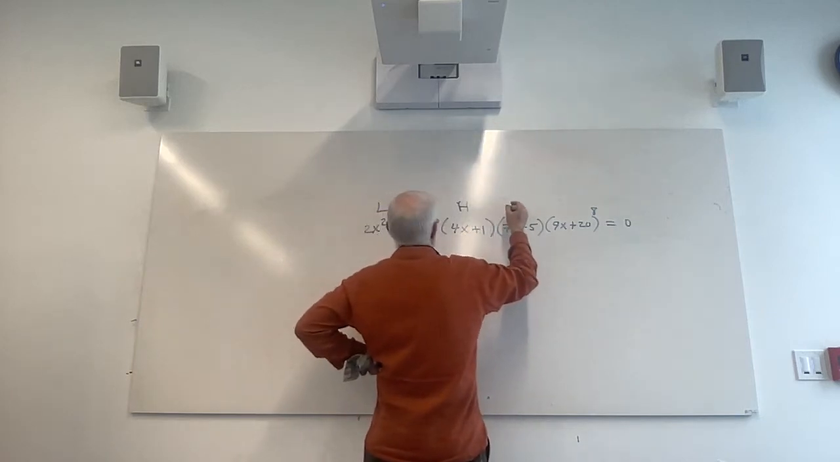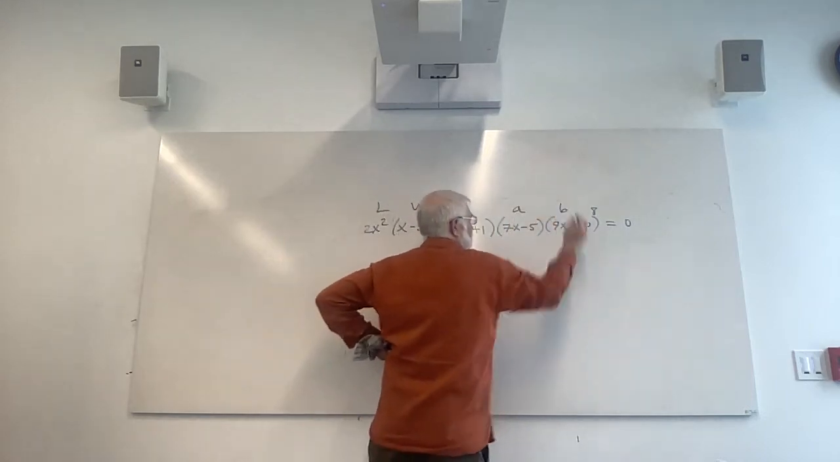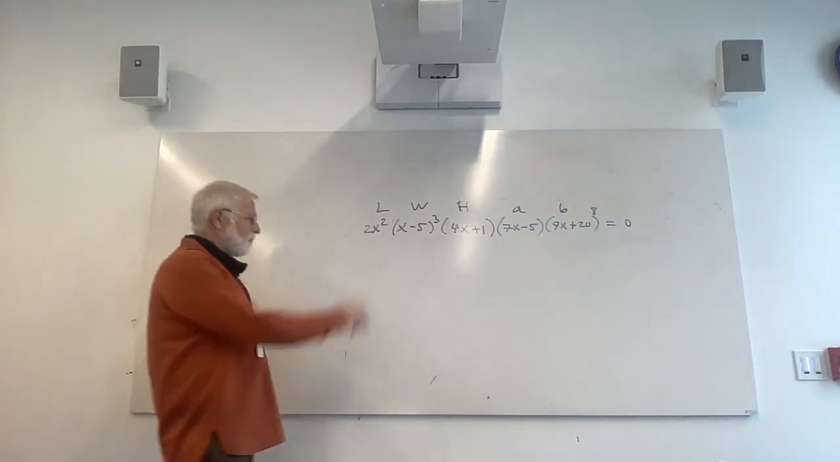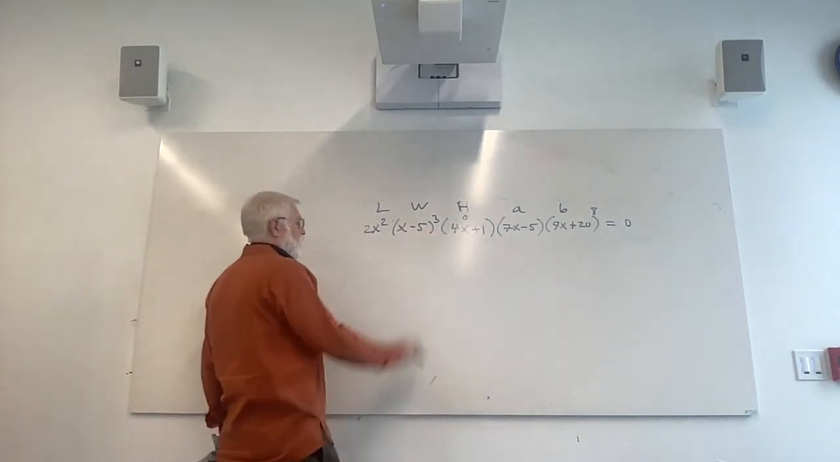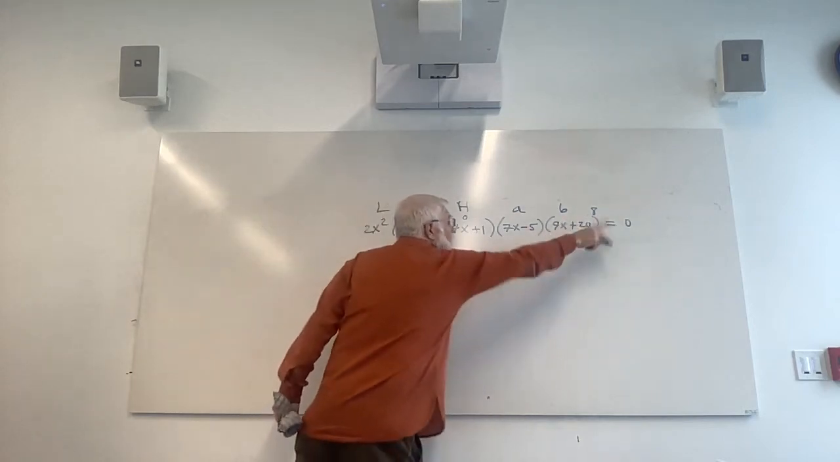Height, I got width, length, width, height. I got to get out of the real world. I got A and B. Any one of those letters, if you put in a number that makes a 0, if I can find the right number that makes a 0, 0 times anything is 0.